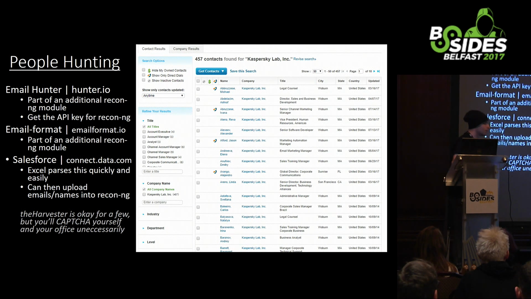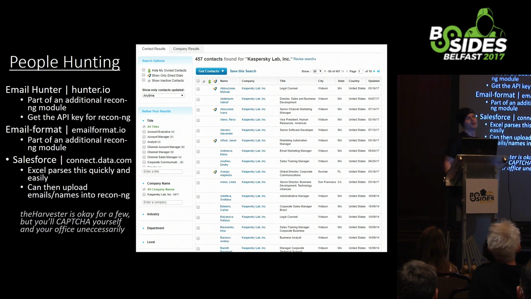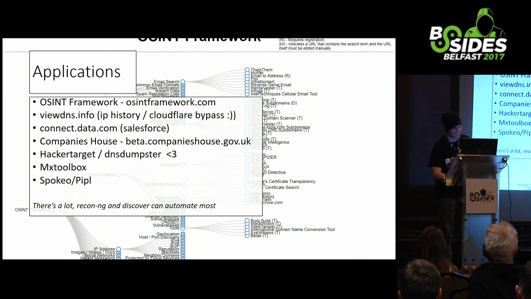theHarvester, if you've ever used it, is built into Kali. Really good application. However, you will get captured, yourself and likely your company. What I like to do typically is VPN through one of our other offices. And so some locations within NCC might find themselves surprisingly Google captured for an hour, but it's better than our own office.